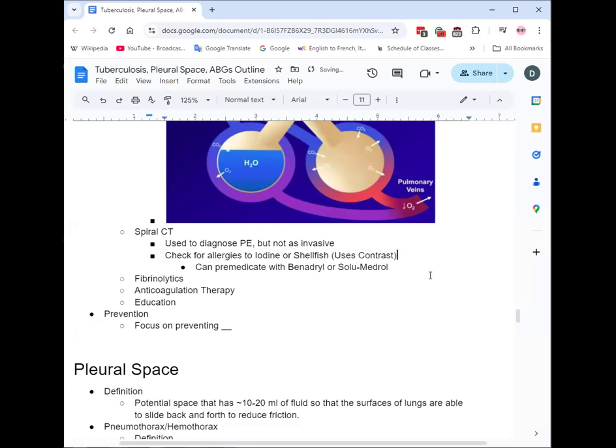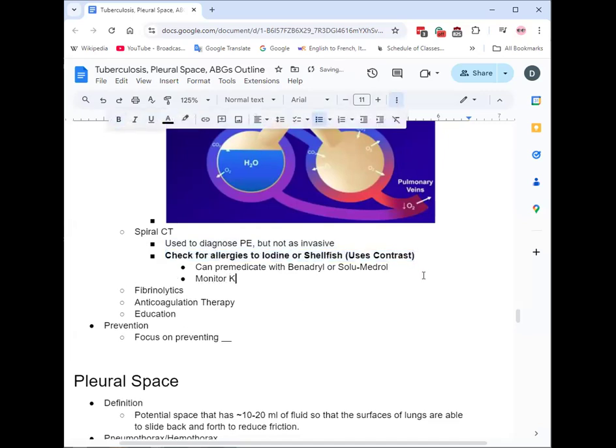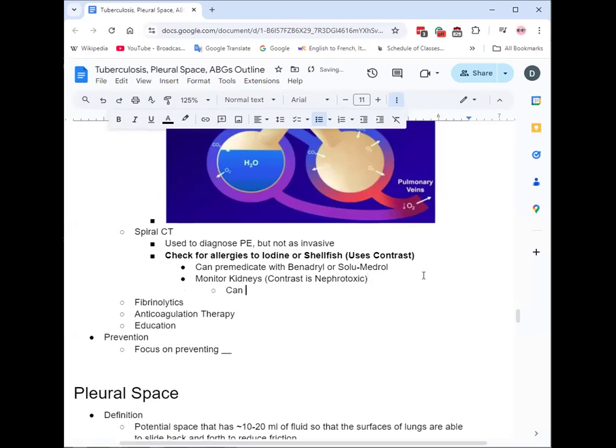This is a key thing to keep very much in mind. Monitor kidneys because the contrast is nephrotoxic. Mucomyst can also be used for Tylenol overdose. Monitor kidneys, contrast is nephrotoxic. Can pre-medicate with Mucomyst to protect kidneys.